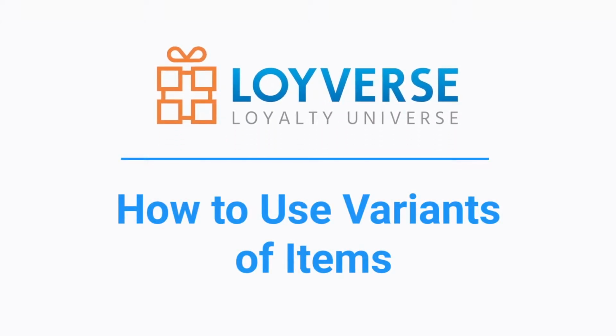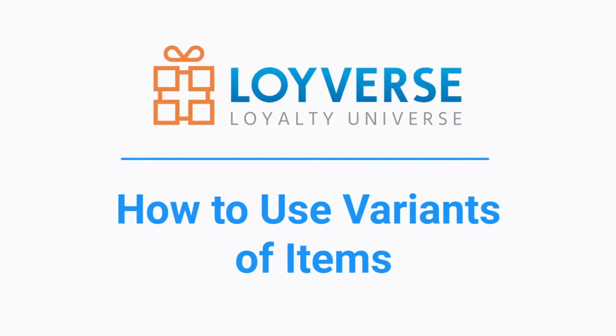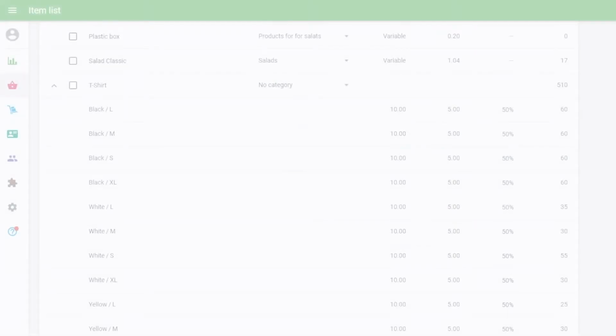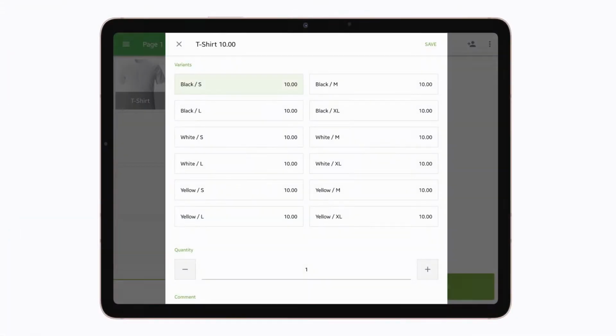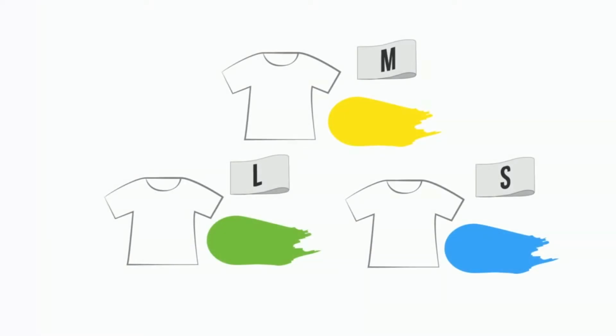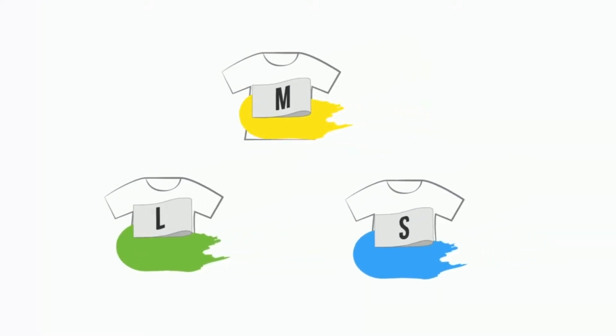How to use variants of items. The functionality of variants allows you to condense the list of items, simplifying their creation and management. This is a convenient tool to use if some products come in multiple versions, like different sizes or colors.